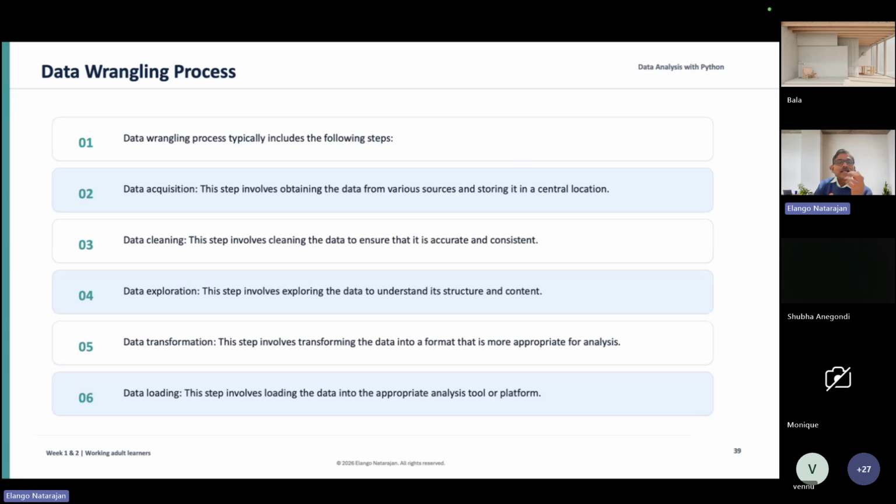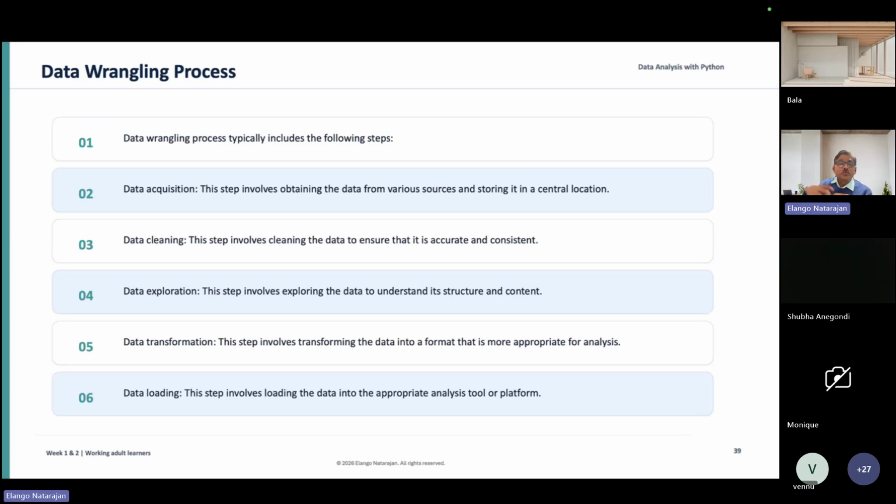Then we go for data exploration. Data exploration is the way you understand the structure of your data, or the trend of your data. You do some kind of visualization and see how the content is. Based on that, then we go for transformation.